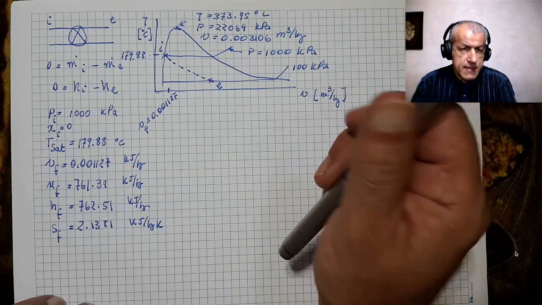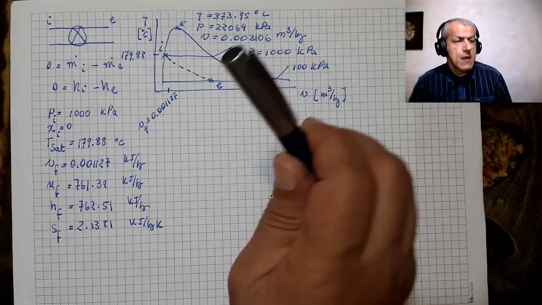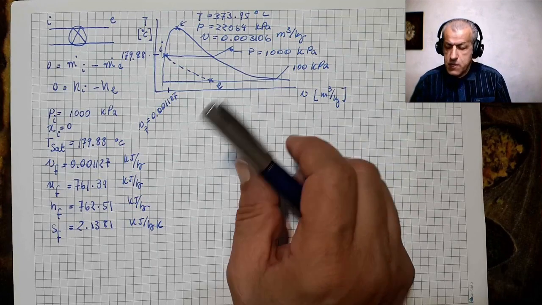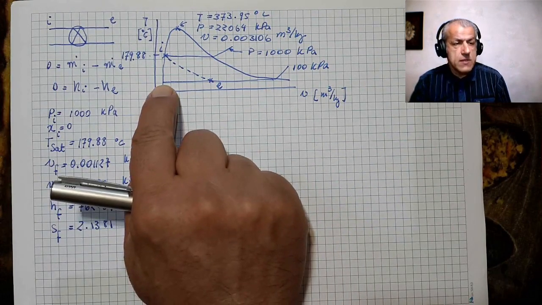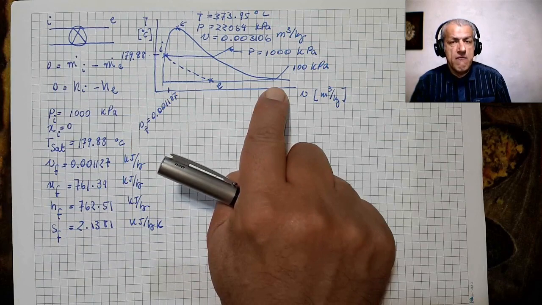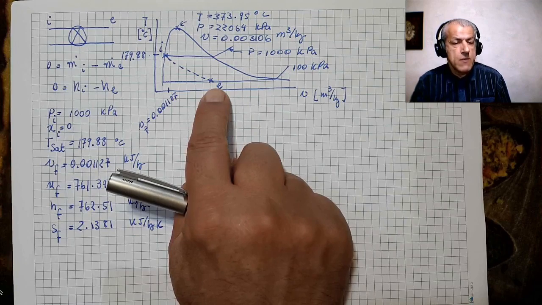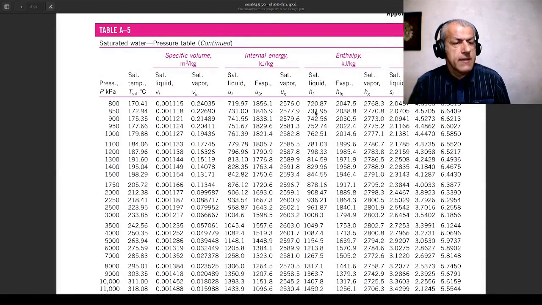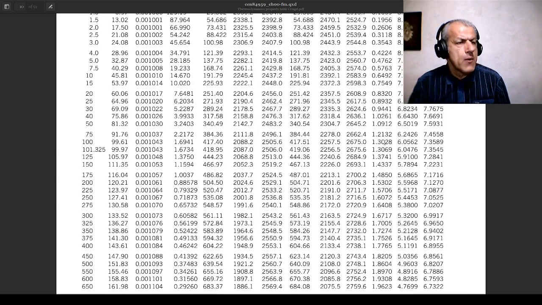Now, the next step that I should take is with the exit condition. And as for the exit condition, what I shall do is to find the properties of saturated liquid and saturated vapor, and then try to see where the point E is. So if I refer to the tables and I move it to the 100 kilopascal line, which is here.